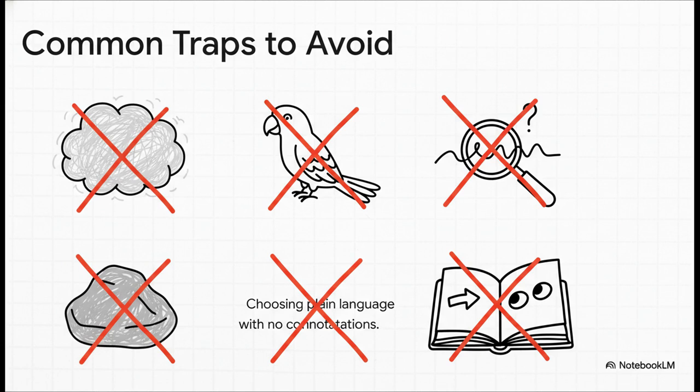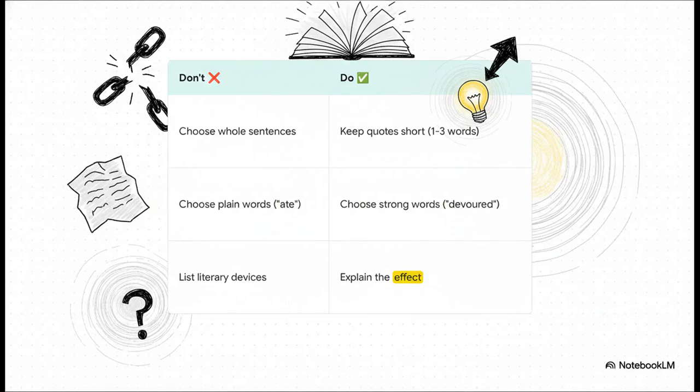Third, avoid feature spotting. Just pointing out, this is a metaphor, gets you 0 marks. You have to explain what that metaphor does. Also, pick powerful words. Plain ones like walked give you nothing to analyze. And finally, this sounds obvious, but you'd be surprised, double check that you're analyzing the correct paragraphs. So, let's make this really clear. Keep your quotes short and powerful. Choose a word like devoured, not ate. And always, always focus on explaining the effect, not just naming the technique.